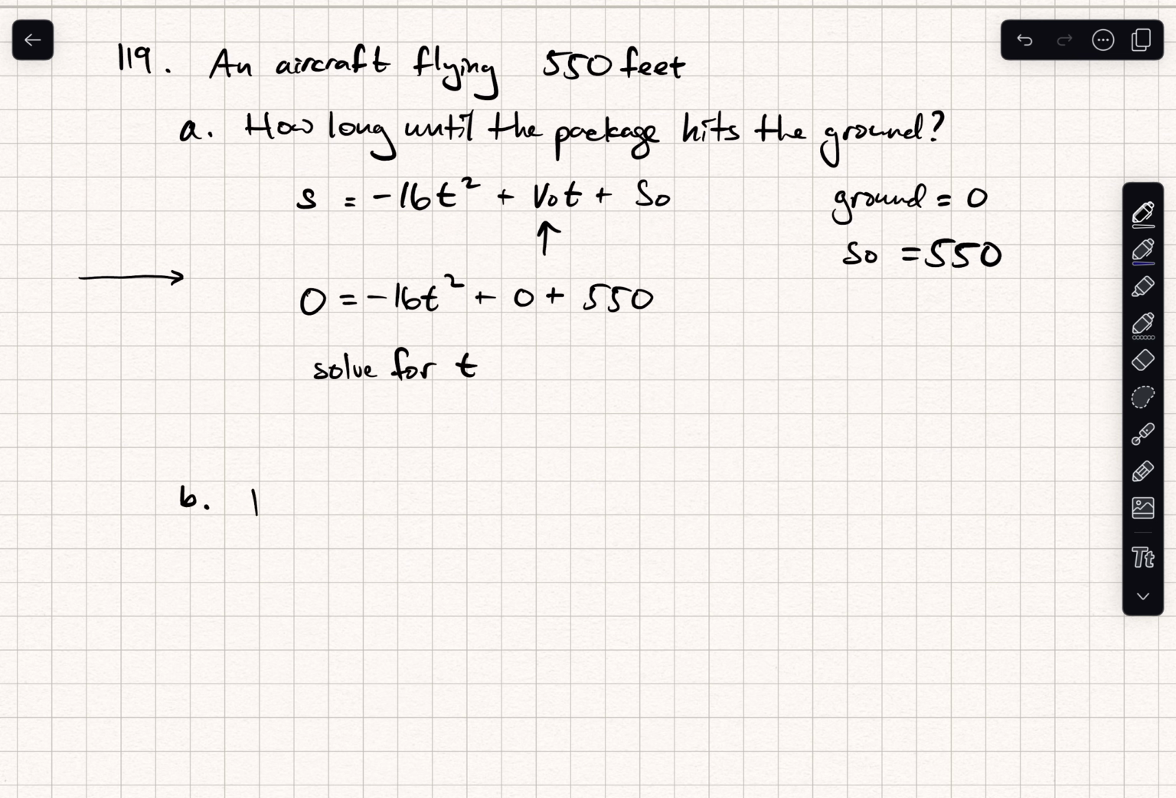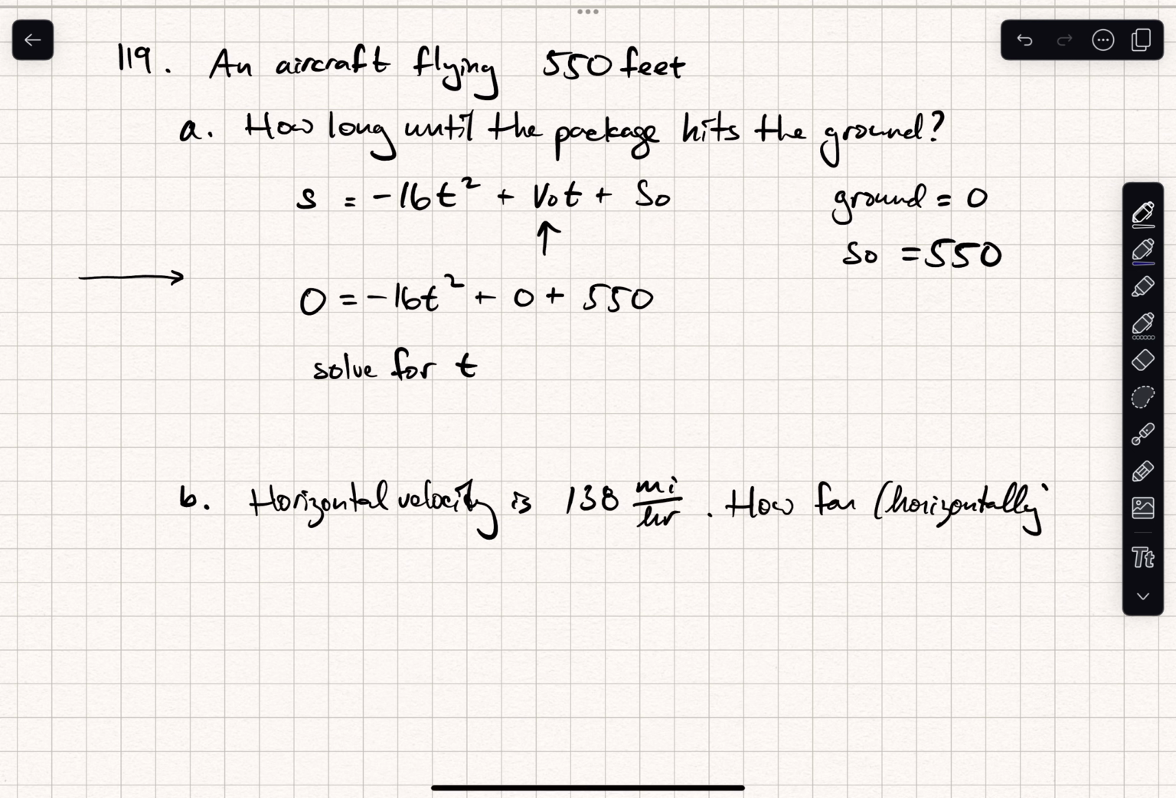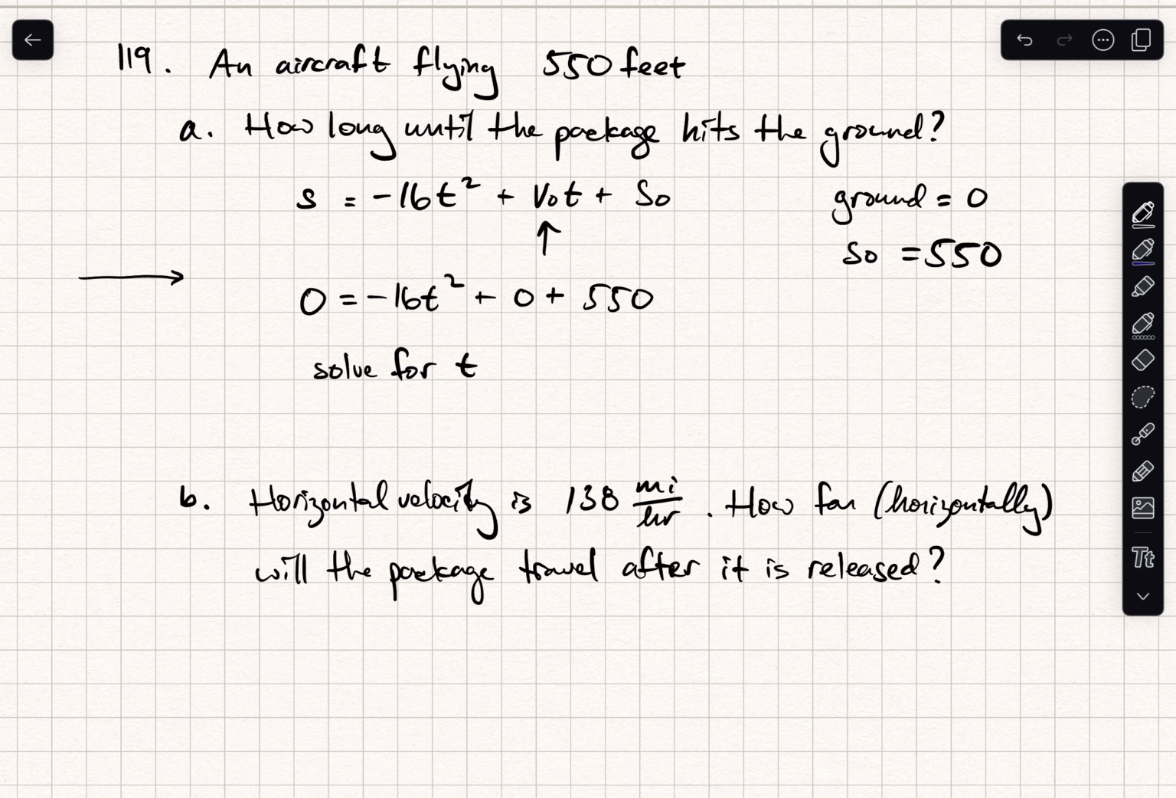For part B, horizontal velocity is 138 miles per hour. How far horizontally will the package travel after it's released? So the formula I'd like to use here is my formula for distance. So the definition of distance is rate times time. I'm given a rate and I've calculated my time.